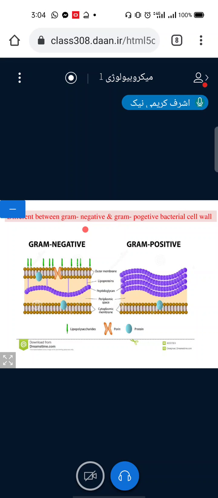Difference between gram-negative and gram-positive bacterial cell wall. Gram-positive, P-O-S-E, not G. This slide is a comparison of the gram-negative cell wall and the gram-positive cell wall.